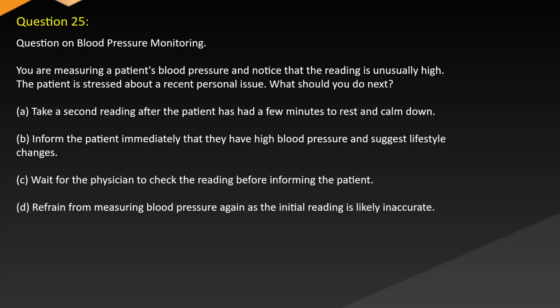Question 25. Question on blood pressure monitoring. You are measuring a patient's blood pressure and notice that the reading is unusually high. The patient is stressed about a recent personal issue. What should you do next? A. Take a second reading after the patient has had a few minutes to rest and calm down. B. Inform the patient immediately that they have high blood pressure and suggest lifestyle changes. C. Wait for the physician to check the reading before informing the patient. D. Refrain from measuring blood pressure again as the initial reading is likely inaccurate.